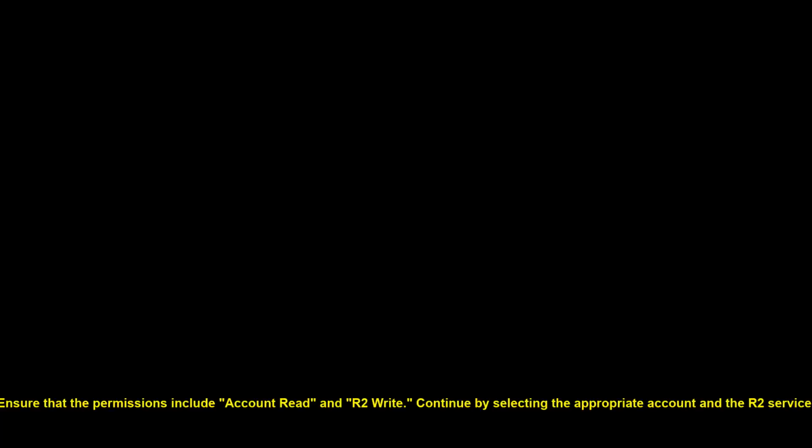Continue by selecting the appropriate account and the R2 service. Once you've configured the permissions, click on Continue to Summary. Review your token settings to ensure they match your requirements. If all looks good, select Create Token. Your new API token will now be displayed. Copy this token to your clipboard for later use.